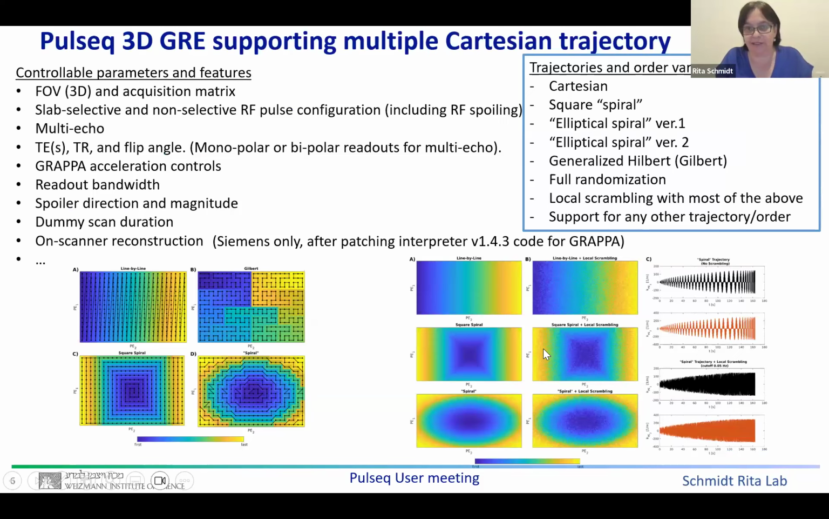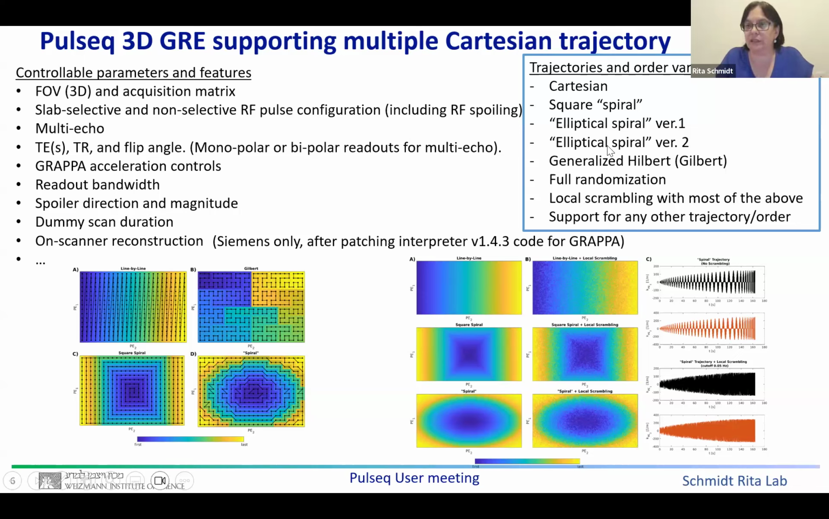This we wanted to be able to share and also to test all kinds of trajectories, and this was our first Pulseq project. So we implemented 3D GRE with all kinds of basic parameters to control, like slab selection or non-selective RF pulses, the RF spoiling specific properties, multi-echo, spoiler direction and magnitude, and also on-scanner reconstruction. This is for Siemens only.